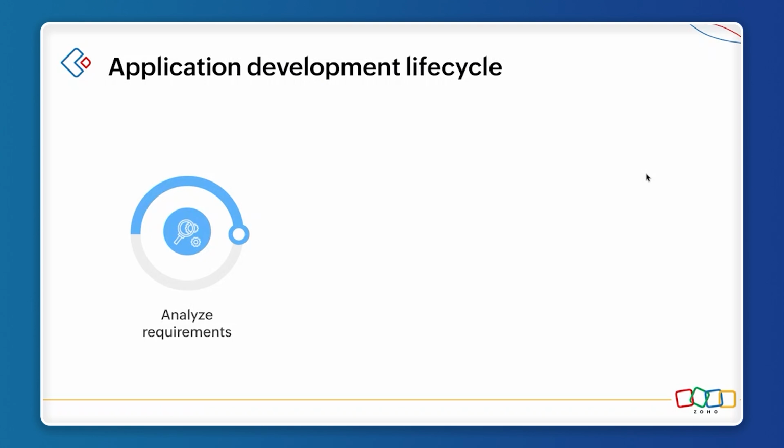Before building the application, we should know what the purpose of building the application is, what it is going to resolve, and who are going to be the stakeholders of this application. All these things have to be analyzed before we start building the application. Once the requirements are analyzed and gathered, the next step is the structuring of the application.